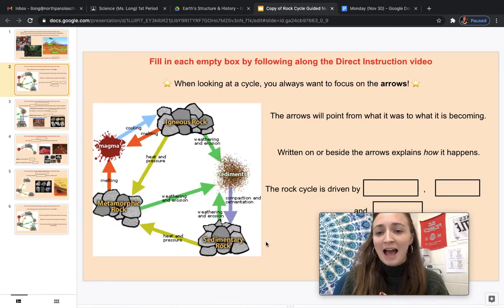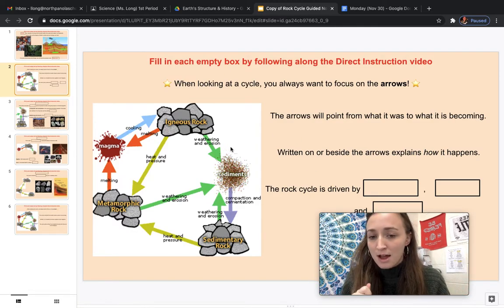If you're looking at a cycle, what you always want to focus on, always, always, always, is the arrows. Because everything that the arrows are pointing to and from, and everything written on the arrows, is going to give you all of the answers and all of the information that you need. So even just looking at this cycle, even though maybe you've never seen it before, if you know how to read a cycle, you pretty much know everything you need to know. So how do we read this?